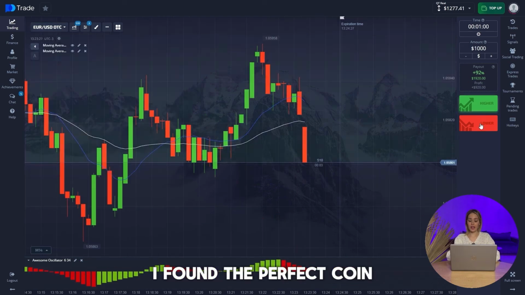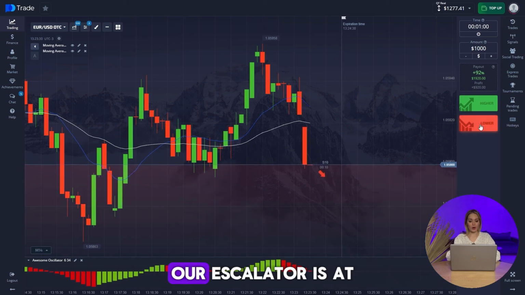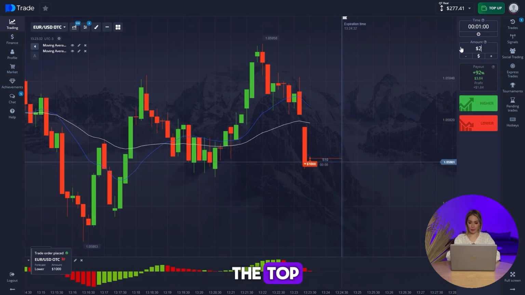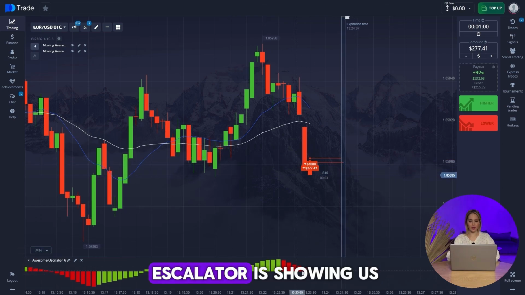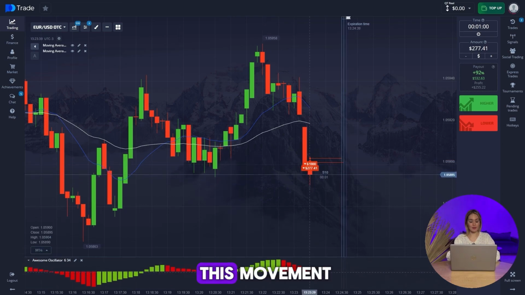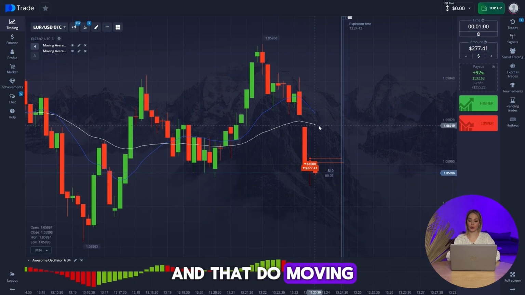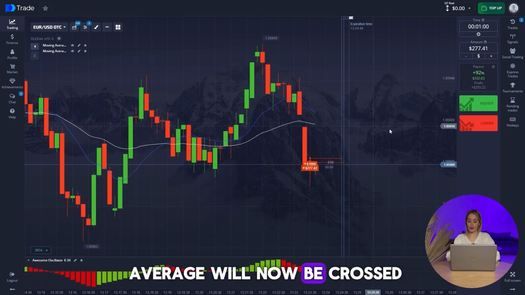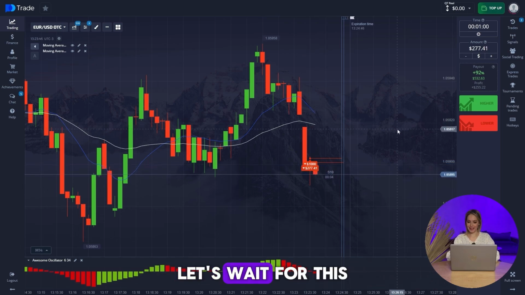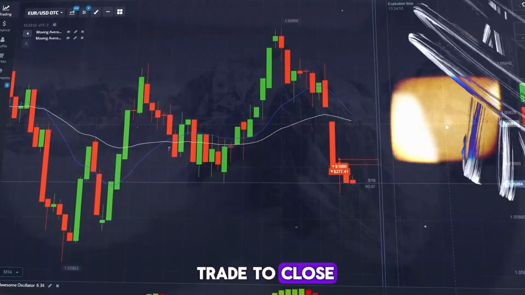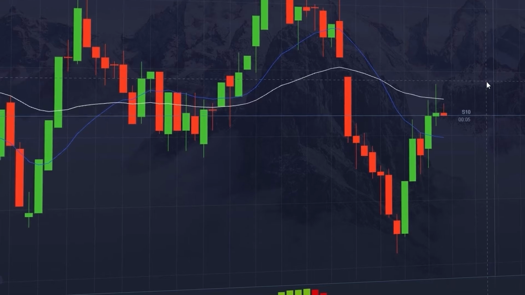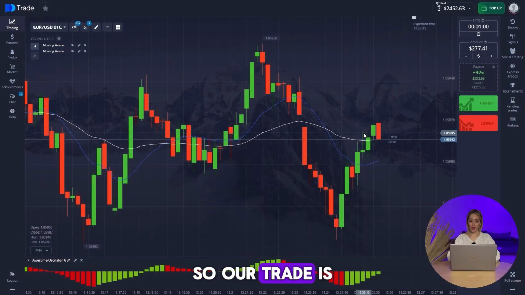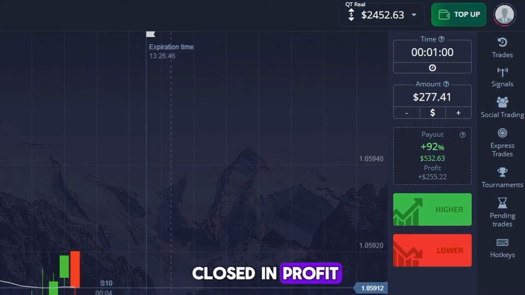I found the perfect coin. Our oscillator is at the top. The price has gone down. We see that the oscillator is showing us this movement, and the 2 moving averages will now be crossed. Let's wait for this trade to close. Perfect. So, our trade is closed in profit.